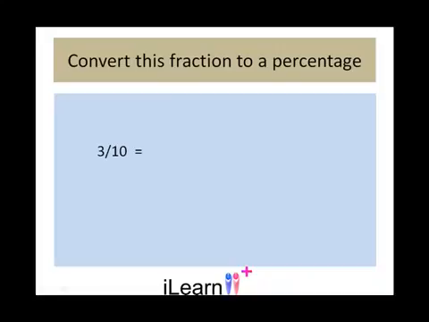Converting fractions to a percentage is just like simplifying fractions. When you simplify a fraction, you make it as small as you can. When you change a fraction to a percentage, you must make the denominator into 100. How do you change the denominator that's 10 into a denominator of 100?